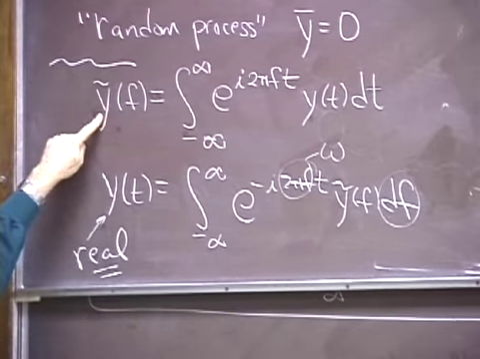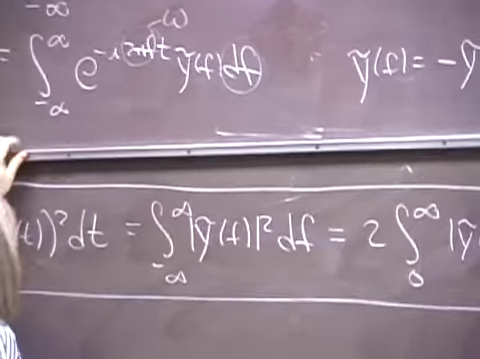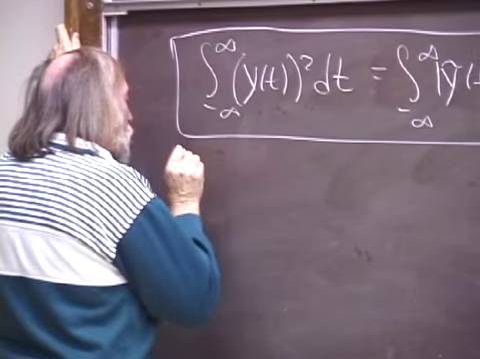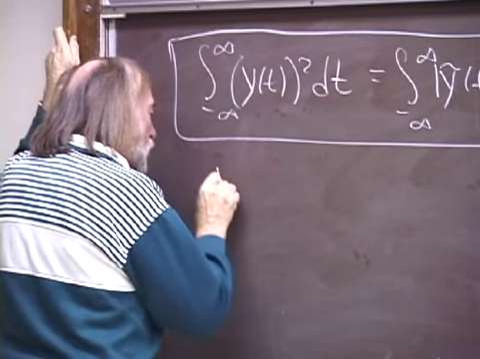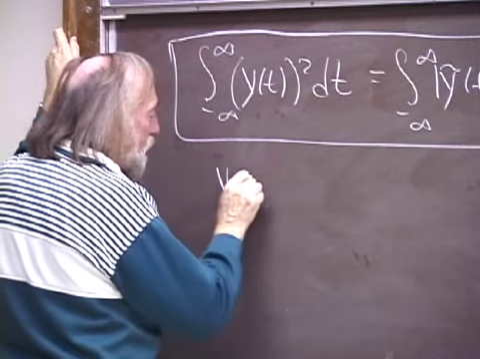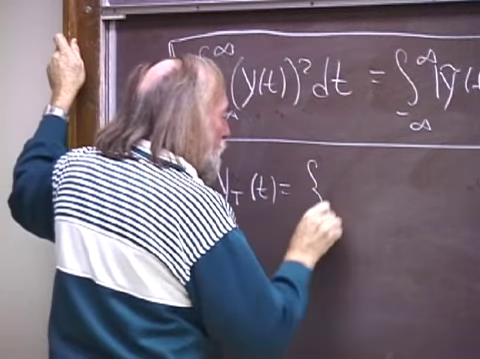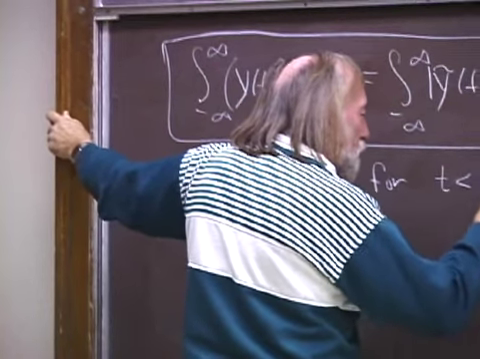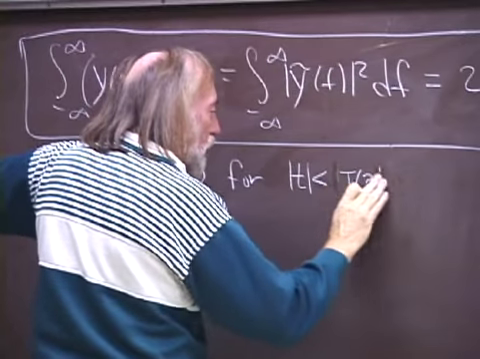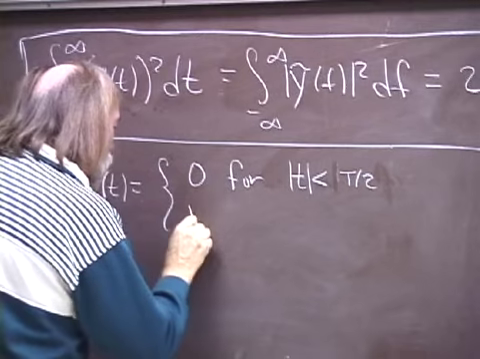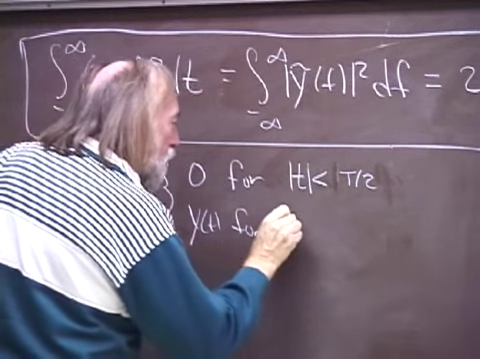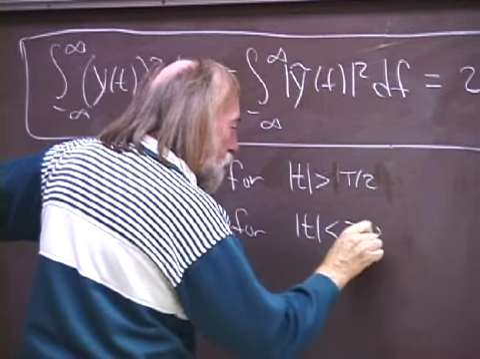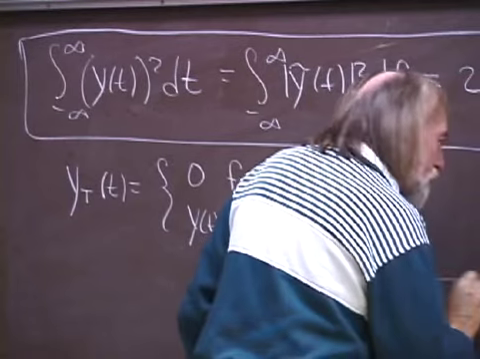And so I want to get rid of that dependence. And so what I want to do is the following. I want to consider the random process and truncate it so that I define a y subscript capital T of time, which is 0 for times whose modulus is greater than capital T over 2. It's equal to y of t for times whose modulus is less than capital T over 2. That is, the random process is something as a function of time.